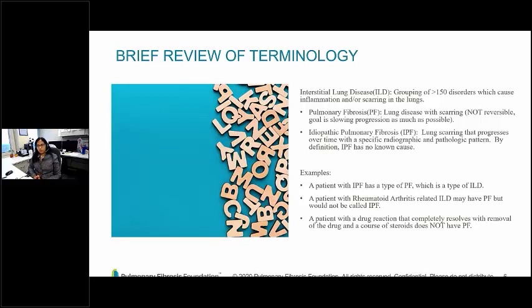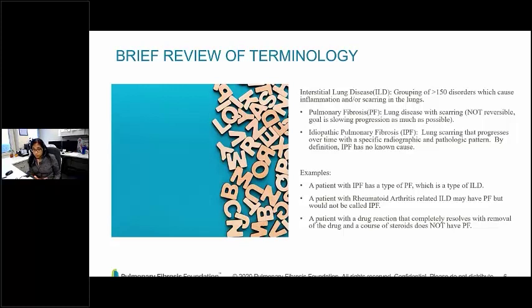Just a brief review of terminology. I think the terminology we use is still really confusing, so I thought I'd touch on this, because sometimes people will say, well, I have pulmonary fibrosis, I don't have interstitial lung disease. So just to review, interstitial lung disease is a grouping of over 150 different disorders which cause inflammation and or scarring in the lungs. Pulmonary fibrosis is a type of interstitial lung disease, and it's lung disease with scarring.